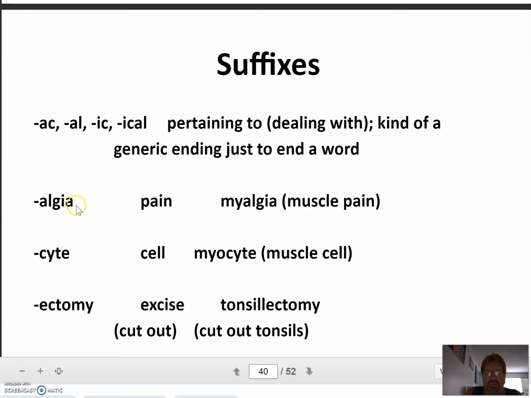Algia is the suffix that means pain. Algia means pain, very important. So what's myalgia? It's muscle pain. A headache would technically be called cephalgia, because cephalo means head. Okay, cyte means cell. Myocyte is a muscle cell. Ectomy means surgical removal or excision. A tonsillectomy is where they take your tonsils out. A hysterectomy is where they take the female uterus out. All these are important to know.